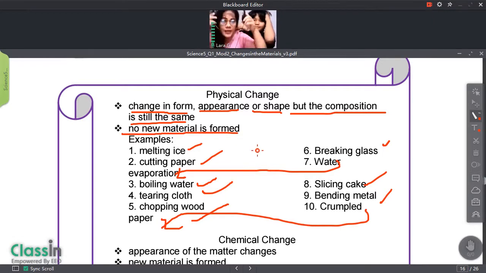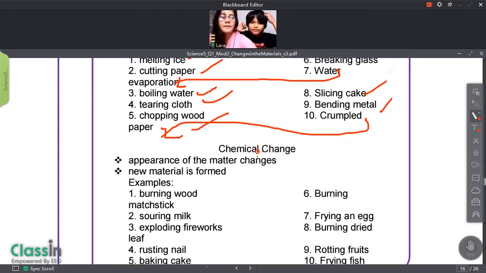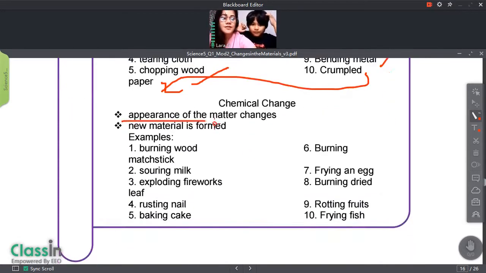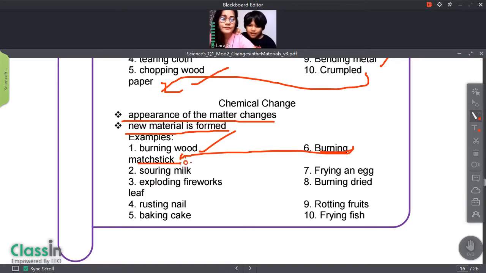Okay, so no change, no new form, no new material is formed. But chemical change, the appearance or the matter changes. New material is formed, just like burning wood, burning matchstick. What is matchstick? Stick. Souring milk, meaning the milk has gone bad, because of bacteria.